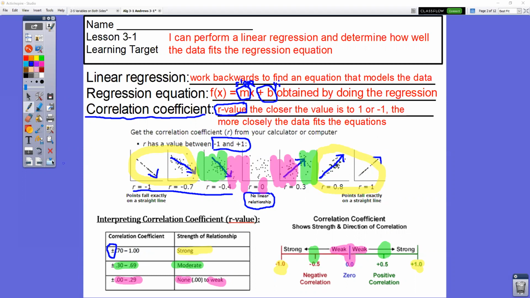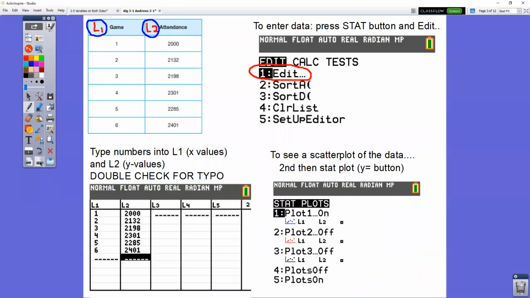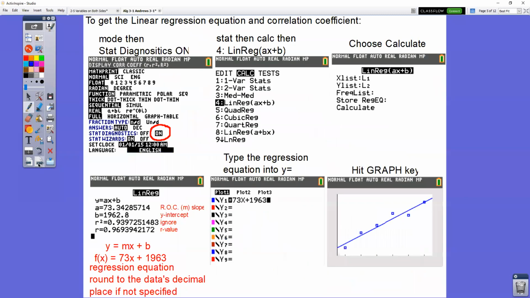When you go to do your equation, we're a couple slides ahead of this now, you would get this down here at the bottom. This is what we got on the calculator screen. The 73 would be your rate of change or your slope, which is your M. The 1,963 is your y-intercept. Remember, you're ignoring that R squared. We don't care about that R squared. And then your R value is this.